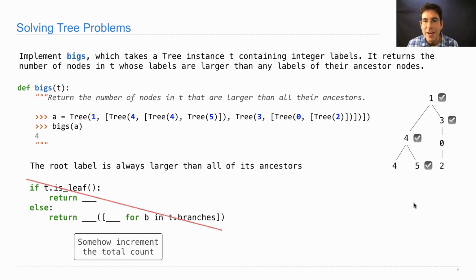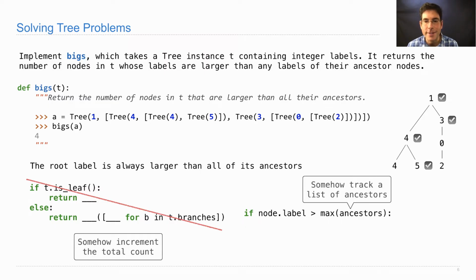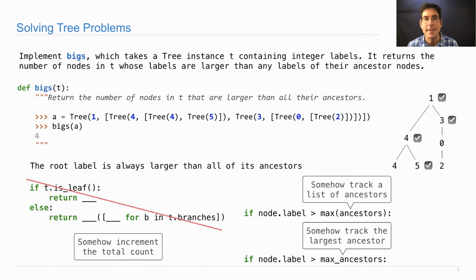I also need to check for a particular node whether it has this property. And so I'm going to need a line something like, if some node's label is greater than the max of its ancestor labels, then it's larger than all of its ancestor nodes. And so I would need some way to track the list of ancestor labels that I've seen so far. Or maybe there's a more efficient way. Maybe I'll just track the largest ancestor I've seen so far. Then I can check and see if the node's label is greater than the max ancestors.